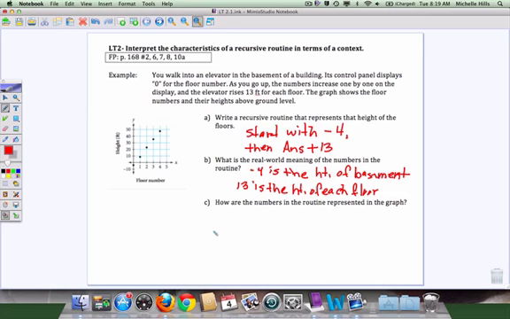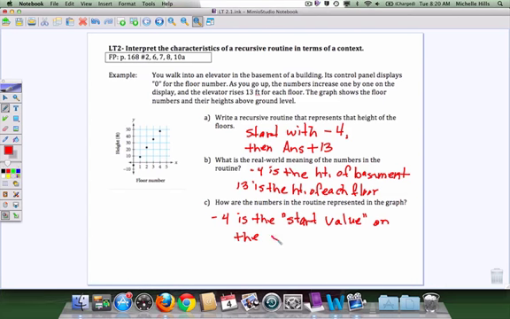And how are the numbers in the routine represented in the graph? -4 is on the y-axis. Remember, y's rise. It's our start value. So -4 is the start value on the y-axis. And 13 is what we're going to call the rate of change. And again, I apologize for the handwriting, 13 is the rate of change.